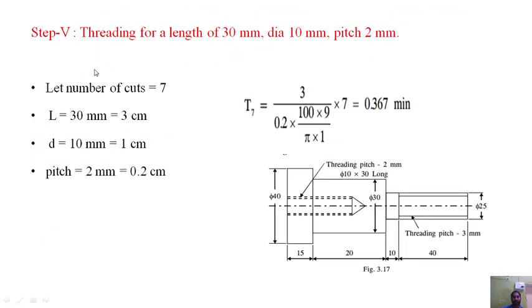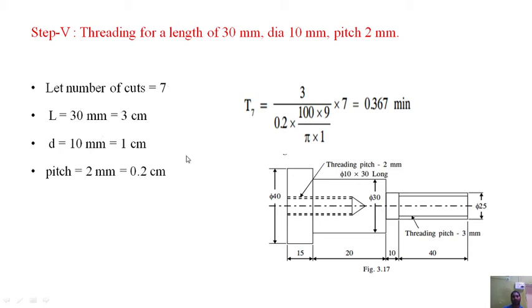pitch multiplied by 32 for internal thread, pitch multiplied by 25 for external thread. So our pitch is 0.2 centimeter, as mentioned here, 2 millimeter is 0.2 centimeter. 0.2 into 32, since it is an internal thread, will become 6.4, so rounded up to 7 cuts. So number of cuts will be 7 here.